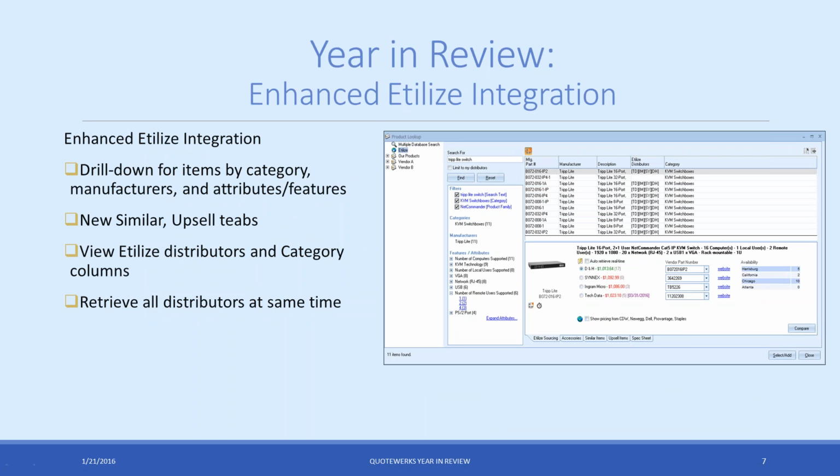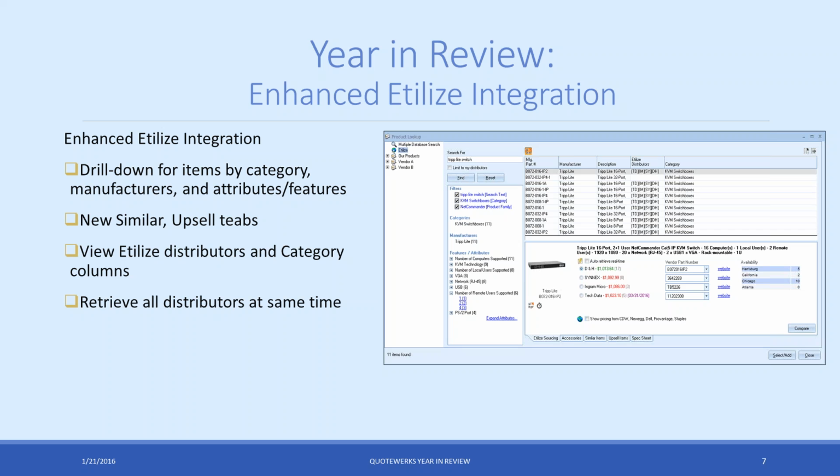Our enhanced Etilize integration. For any of you that are using the real-time module with Etilize, you probably noticed that about halfway through the year we released an update that had a ton of new functionality for Etilize. It really made the system a lot easier to use and a lot faster to find the items that you were looking for. We were able to drill down for items by the category, manufacturers, attributes, and features, so it made it much quicker and easier to find an item if you were searching by a keyword. If you didn't know the part number or exactly what you're searching for, you could start to drill down exactly for what you're looking for.